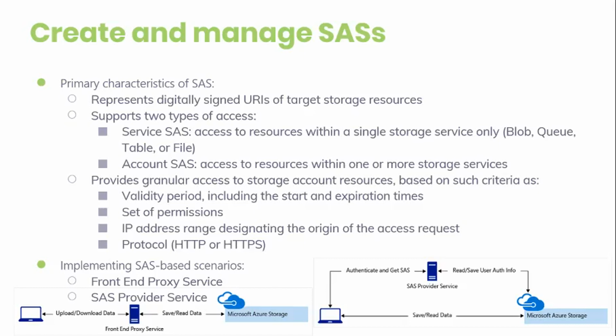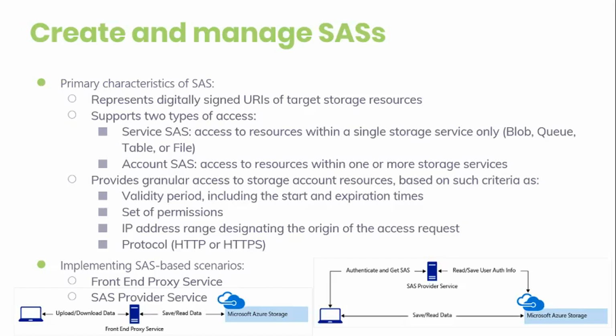An optional IP address or range of IP addresses from which Azure Storage will accept the SAS. For example, you might specify a range of IP addresses belonging to your organization. The protocol over which Azure Storage will accept the SAS. You can use this optional parameter to restrict access to clients using HTTPS.